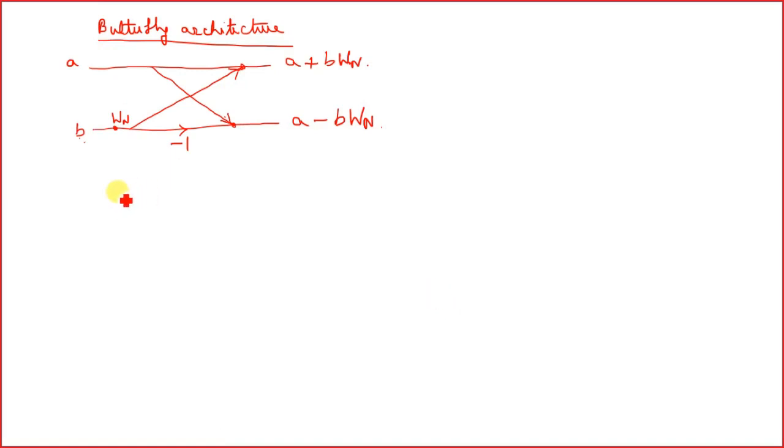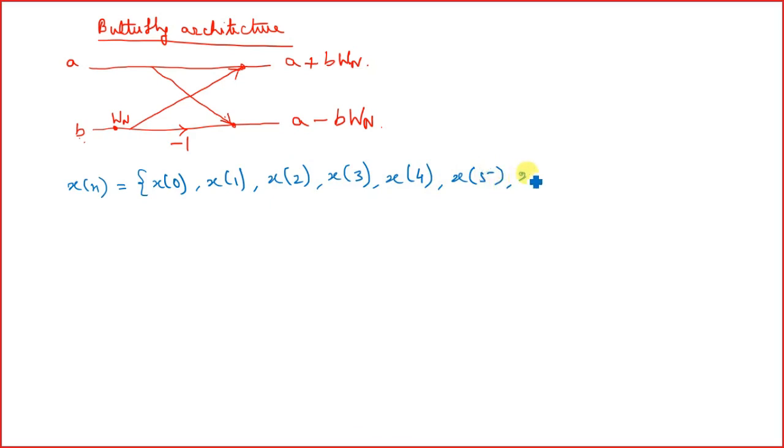Now suppose we have a signal xn which is given by x0, x1, x2, x3, x4, x5, x6, x7. Okay.